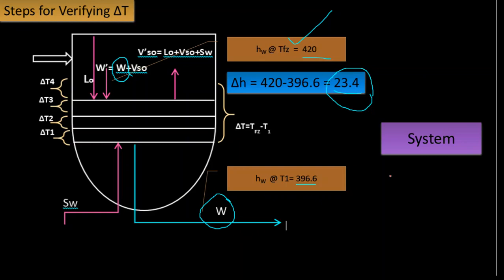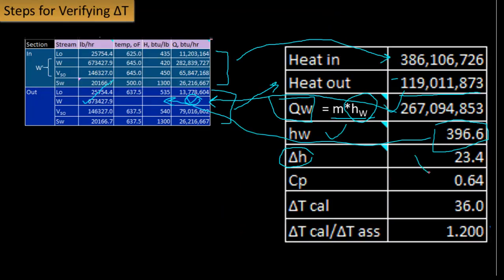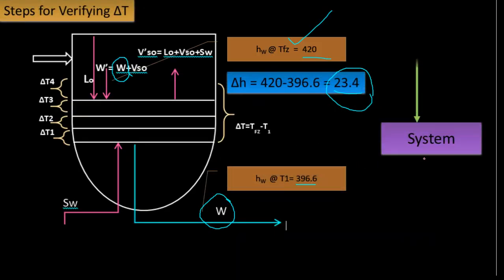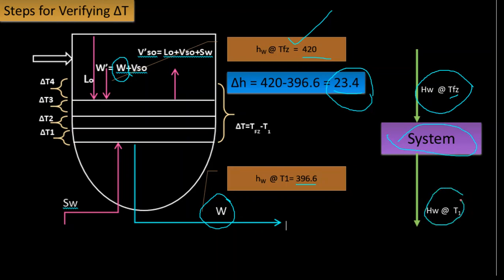So now the next step. Delta H we have calculated in this way. CP is a given value, 0.64. And then the important thing is how to calculate the delta T value. Now come to the system. Just imagine you have only the bottom residue, and the bottom residue is at the temperature of the flash zone, and there is heat removal through the system from the bottom, and now it is at temperature T1.